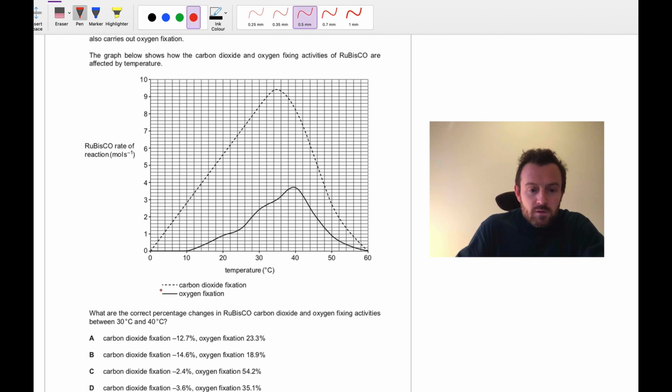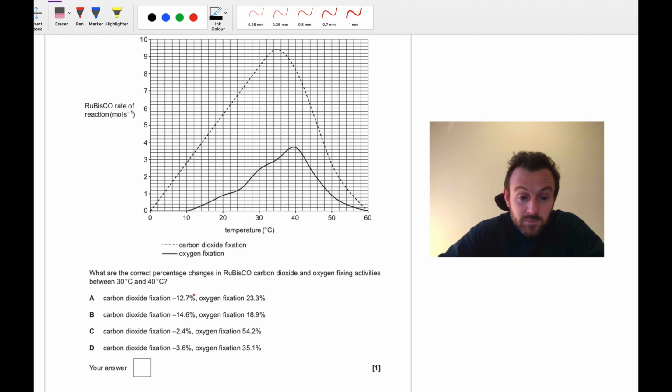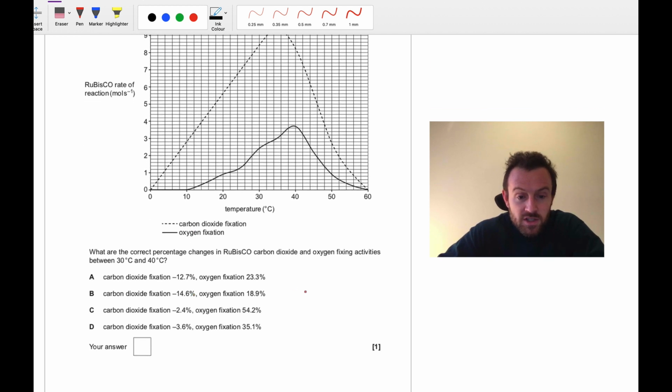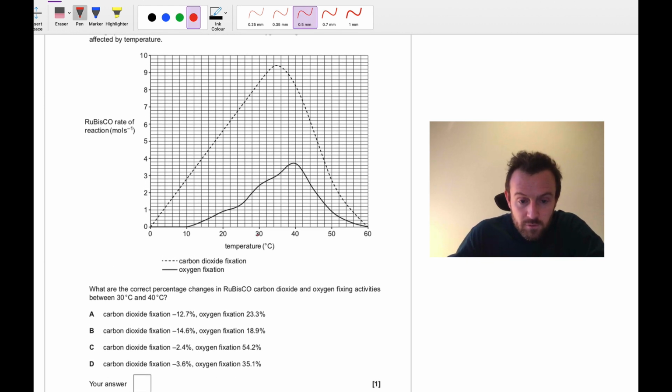Okay, so first of all, look at the legend. Carbon dioxide fixation is the dotted line. Oxygen fixation is the solid line. What are the correct percentage changes in Rubisco carbon dioxide? Oh God, between 30 and 40. Okay, 30 and 40. There's going to be a bit of maths here.